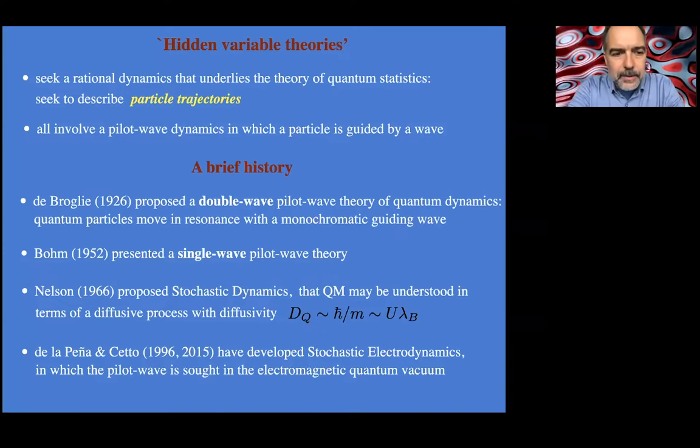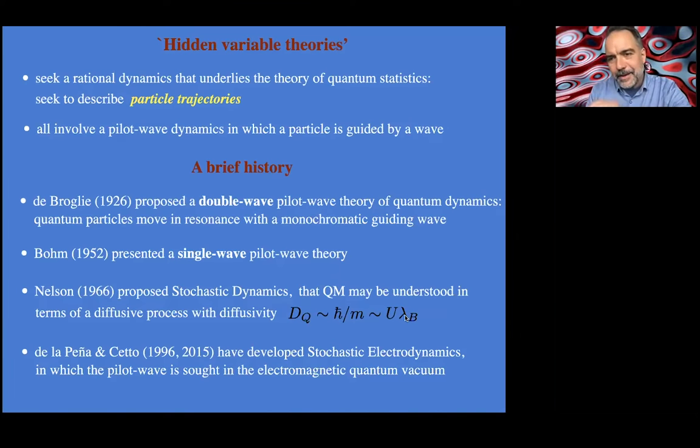Okay, so in terms of history, De Broglie in the 1920s proposed the double wave solution. He imagined a particle moving in resonance with a guiding wave, and then carving out a statistical behavior, which is somehow analogous to that of standard quantum mechanics. Bohm presented a single wave, a pilot wave theory, and we'll describe that a little bit later. Nelson, there's also stochastic dynamics, where you imagine that quantum mechanics can be rationalized in terms of a diffusive process with the diffusivity, which is given by basically the mean particle velocity times its wavelength.